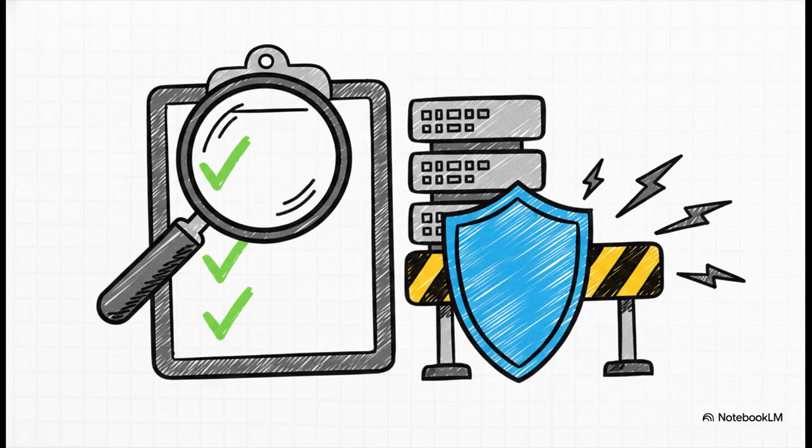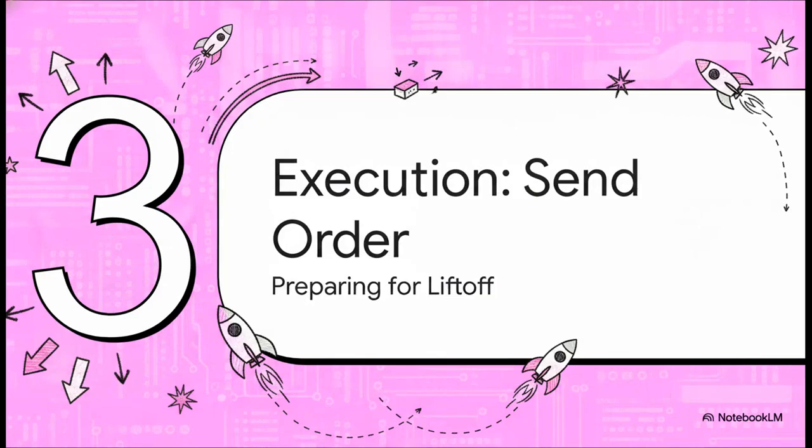Verify before you execute. I cannot stress this enough. This is absolutely critical. Because if your EA repeatedly fires off invalid requests, like trying to trade without enough free margin, the broker's server might just block your application entirely. Which brings us to part 3, execution. Sending the order. We are officially preparing for liftoff.